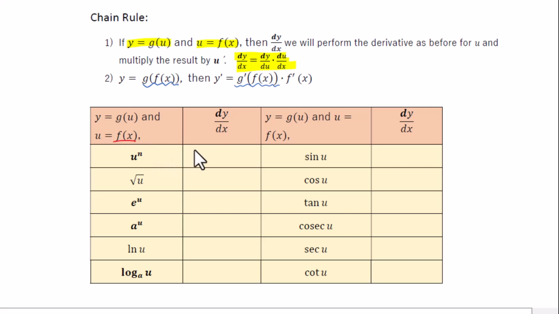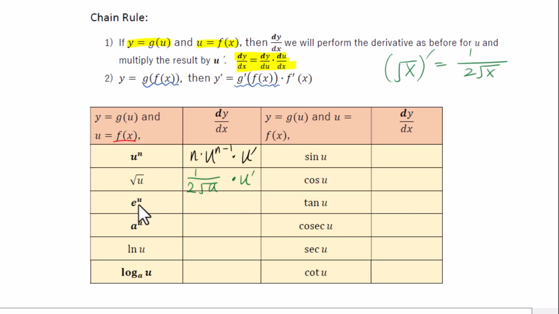for u to the n, use the power rule first: n times u to the n minus 1 power. But don't forget to multiply by the derivative of u, that is u prime. For square root of u, we know the derivative of square root of x equals 1 over 2 square root of x. Therefore, the derivative of square root of u is 1 over 2 square root of u. But don't forget to multiply by u prime.